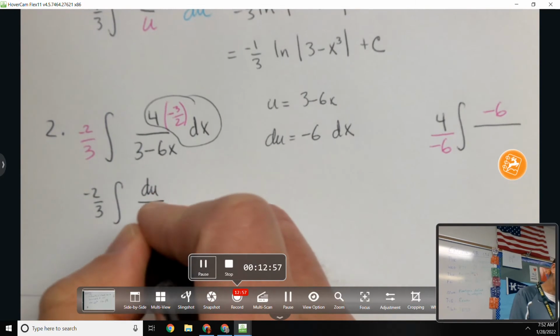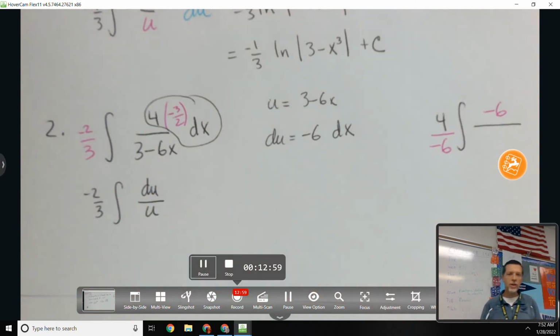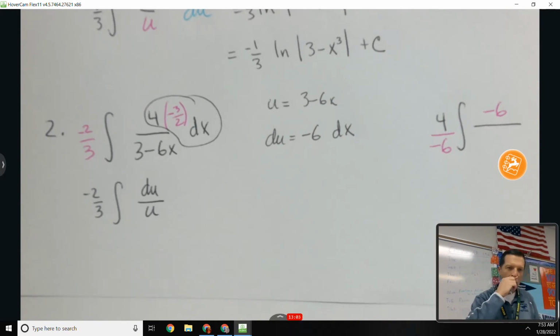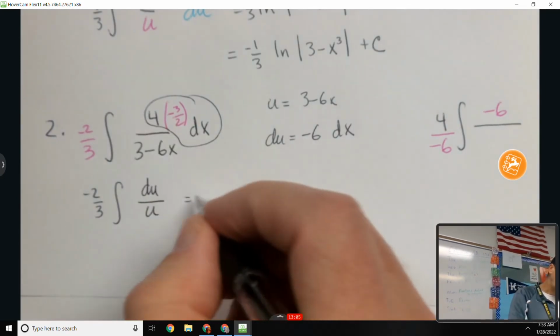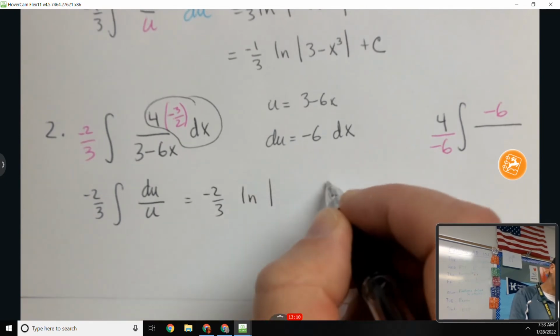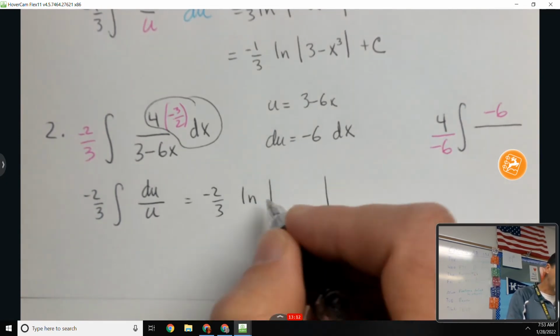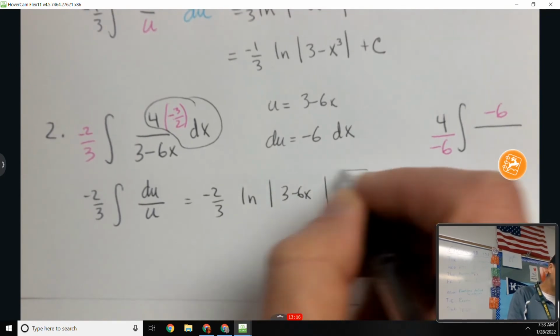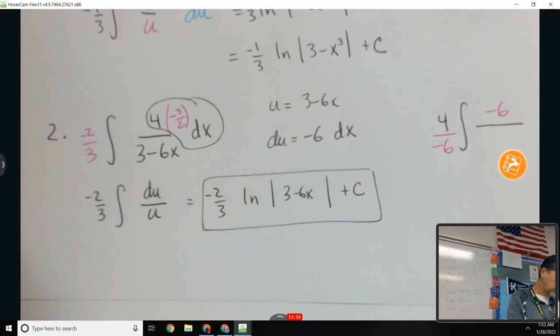If you make it that far, you're just about home free because it's now the same as it's been. Let's see, so negative 2/3 natural log, absolute value. I'm going to skip a step. u is equal to 3 minus 6x, plus c. Okay on that one? Getting that constant to work out, kind of a pain.